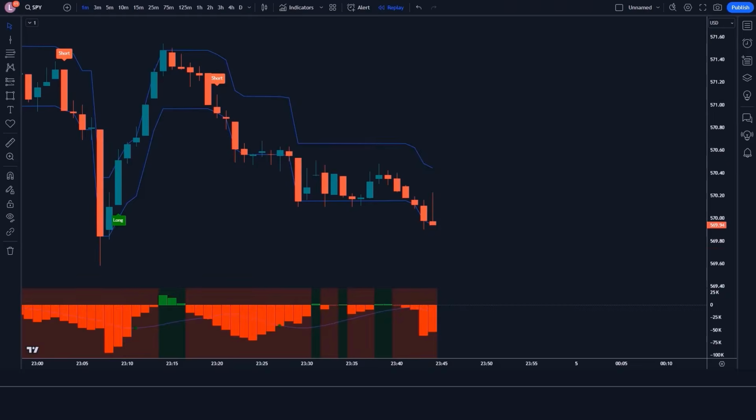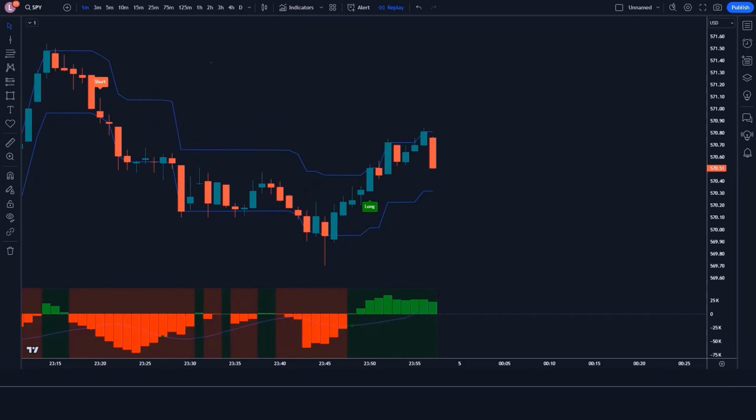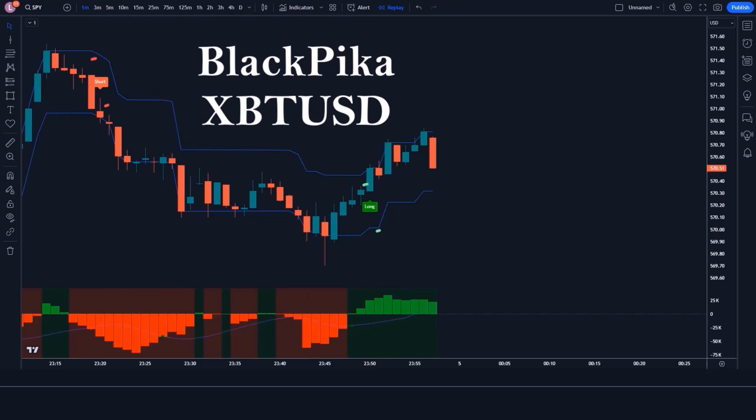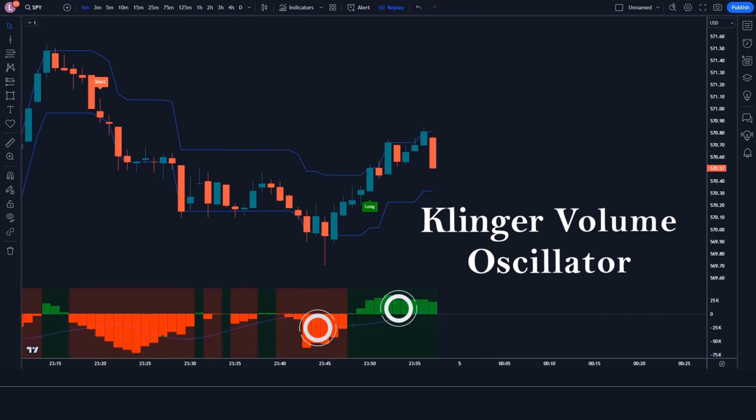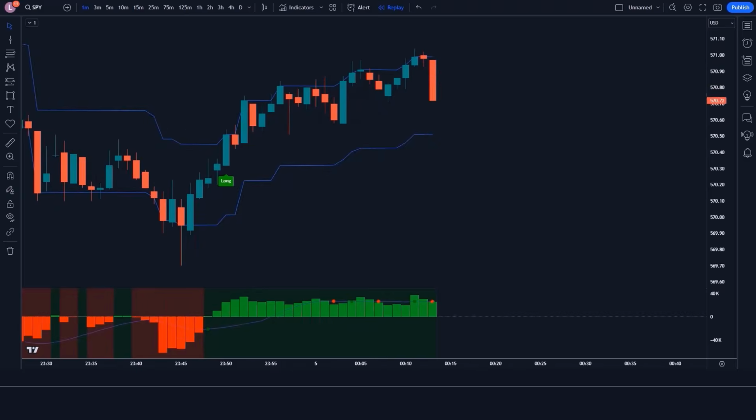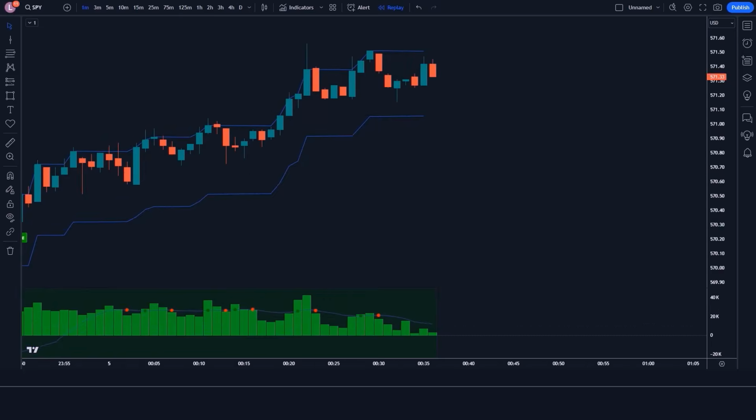First of all, let us know about trading tools. The long and short arrow indicator we see in the chart is called the Black Pica's Dust Algo indicator. The green and red histogram indicator we see in the chart is called the Klinger Volume Oscillator indicator. Now we tell you how we want to trade. Let's start the video.